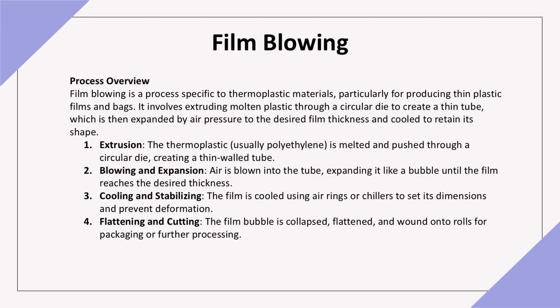Film blowing is specific to creating thin plastic films following these steps. Extrusion. Molten plastic is extruded through a circular die. Blowing. Air expands the tube, forming a thin bubble. Cooling. The film is set to its dimensions.